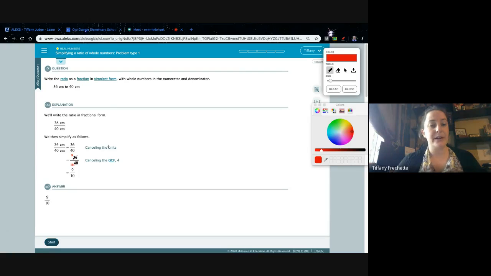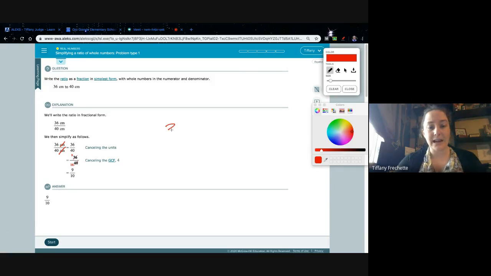And then we simplify it first by canceling the units, because we have centimeters and centimeters. Those can cancel. So just like numbers from top to bottom, the units cancel. And then we figure out what 36 and 40 can divide by. Well, they can both divide by 4, which is the greatest common factor. So if I divide by 4, I get 9. If I divide by 4 on the bottom, I get 10.